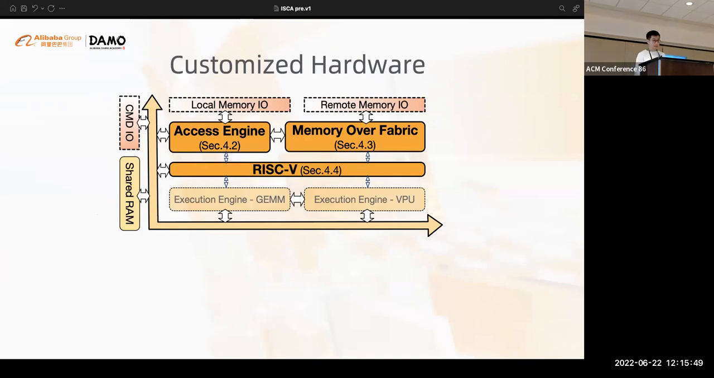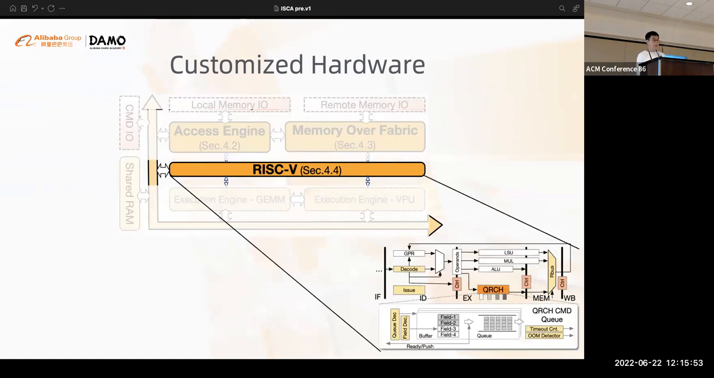So in the hardware, we have mostly three parts. One is the RISC-V centered control center. Everything else is connected to this RISC-V with queue structures. And what is exposed to the software is a very clean RISC-V extension interface, providing good operability.